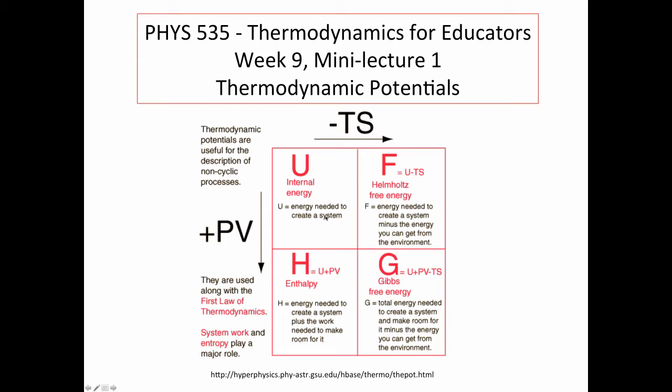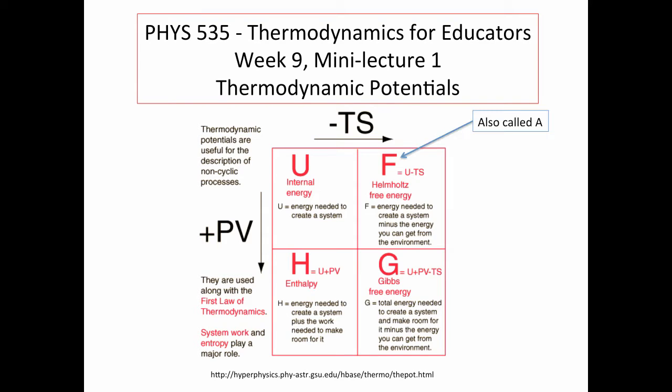The internal energy is just the energy of the system. The enthalpy is the energy needed to create that system, so it's internal energy plus the work needed to make room for it. The Helmholtz free energy is the energy needed to create the system, minus the energy that you can get from the environment. And the Gibbs free energy is the total energy needed to create a system and make room for it, minus the energy you can get from the environment.